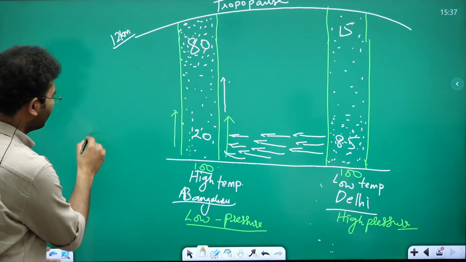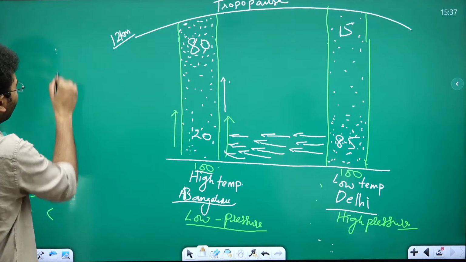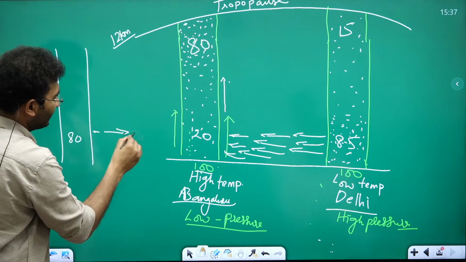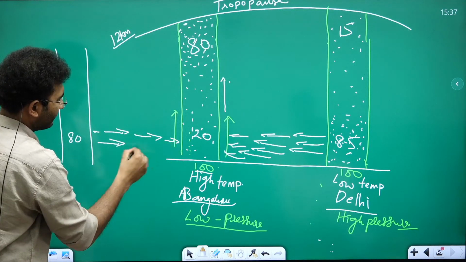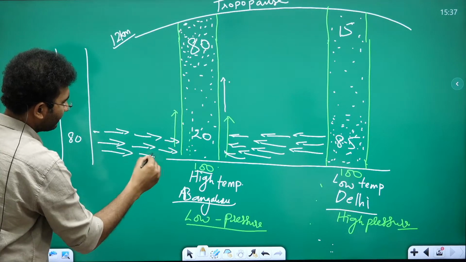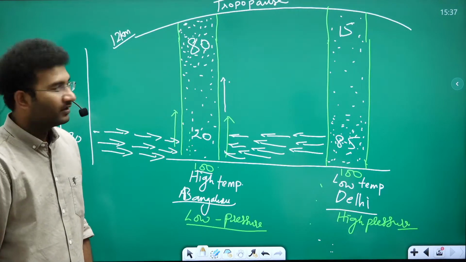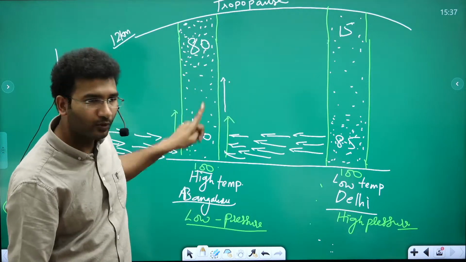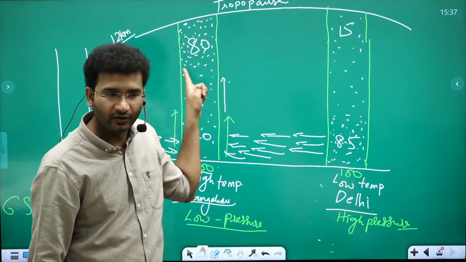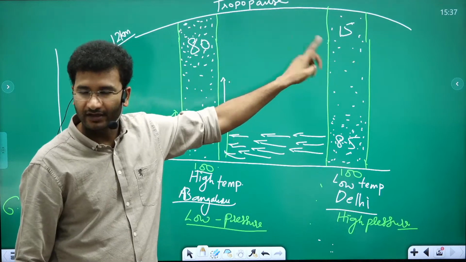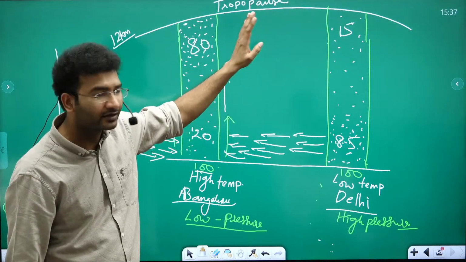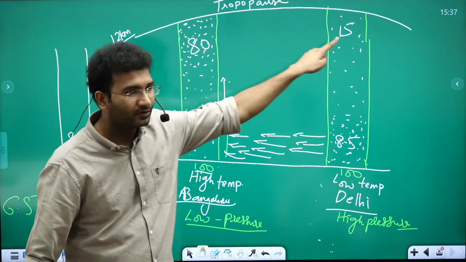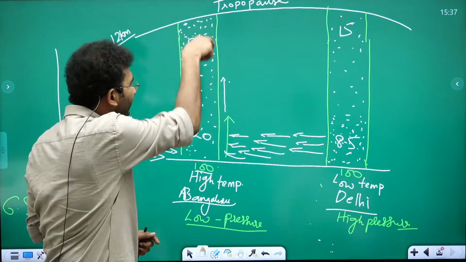Same is the case. It is low pressure. There might be another column where again 80 units of air is there. So it starts to move in this direction. Right? And look at the difference in pressure between Bangalore and Delhi at the tropopause, at a height of 9 to 10 kilometers or 12 kilometers. How will the wind move? From high pressure to low pressure. You should not compare in this way.